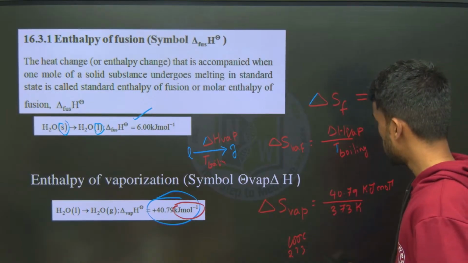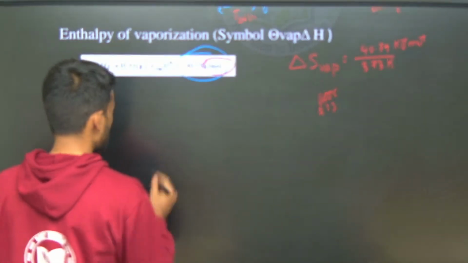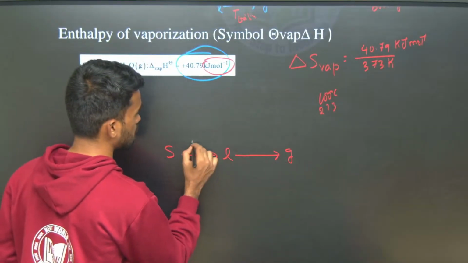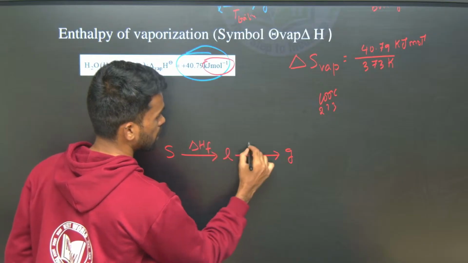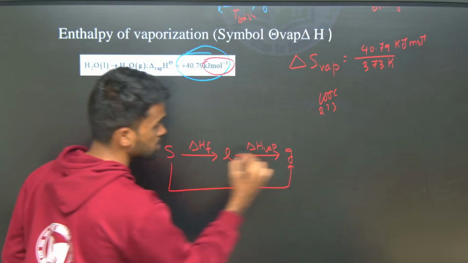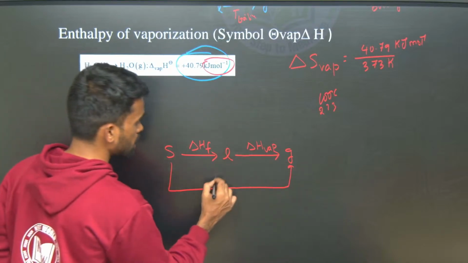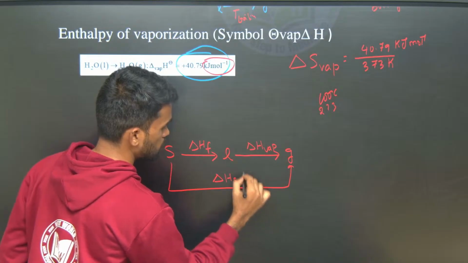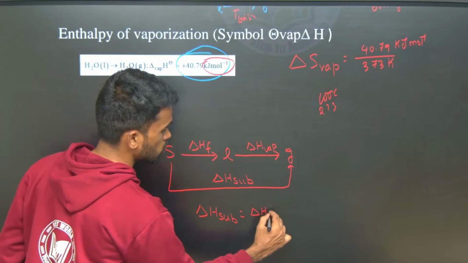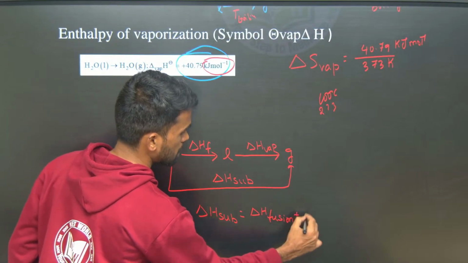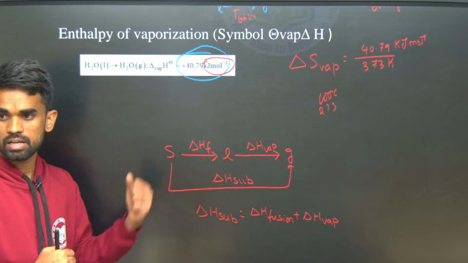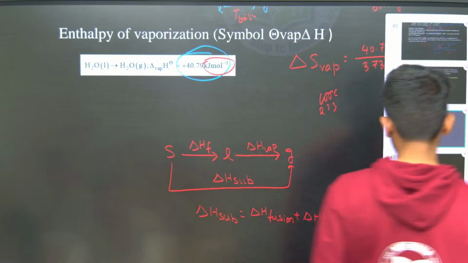Right. Okay. So here a solid substance converts into liquid, and then into gas. You call this delta H fusion and this delta H vaporization, and direct conversion from solid to gas is sublimation. I can say delta H sublimation equals delta H fusion plus delta H vaporization. You add these two things. Okay.